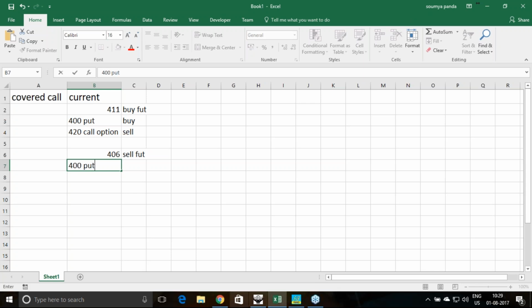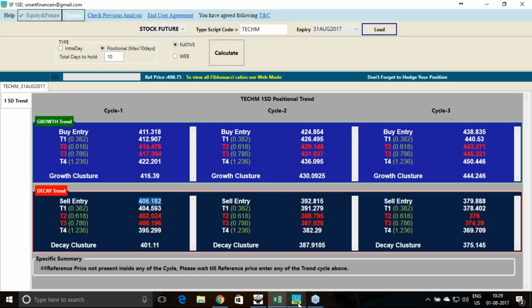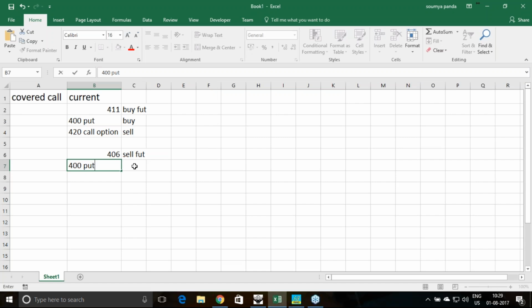I have a 400 put here, where the support lies, so the maximum target at these levels I can get is 395. At the 401 level my maximum support lies, so I can sell a put option here, and I have a resistance at 416, so I can think of buying a 420 call option.